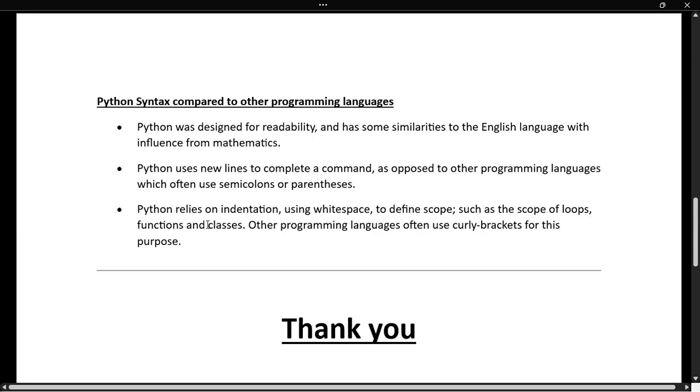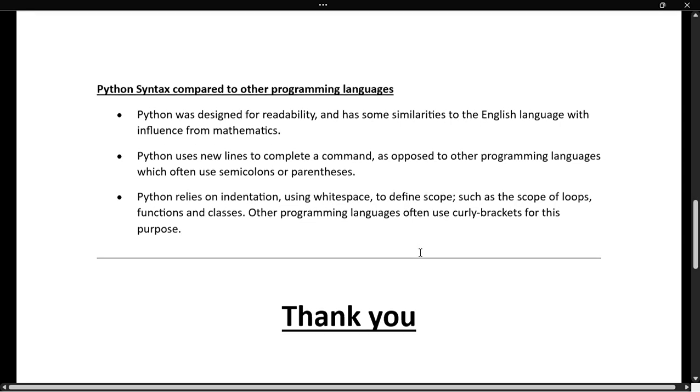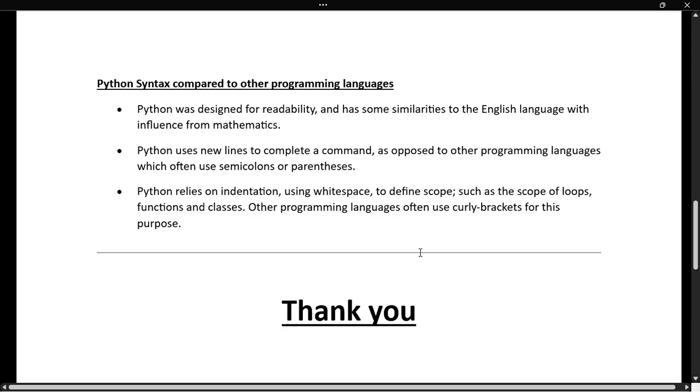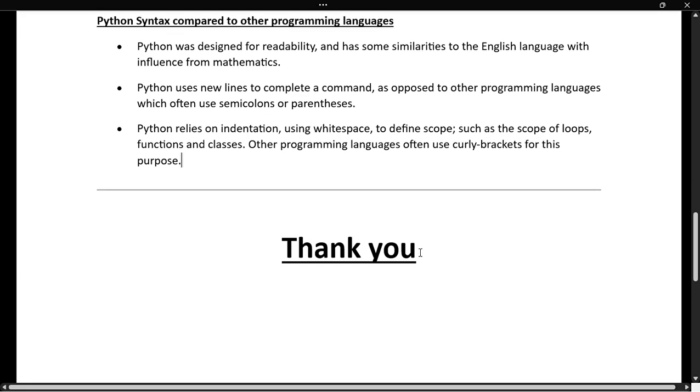Python relies on indentation, using white space, to define scope. White space means tab: you use the tab button to specify the scope, such as the scope of loops, functions and classes. Other programming languages often use curly brackets for this purpose. We don't need to use curly braces in Python to show the scope of a loop. We just need to add the white space. That is it in the Python programming language.